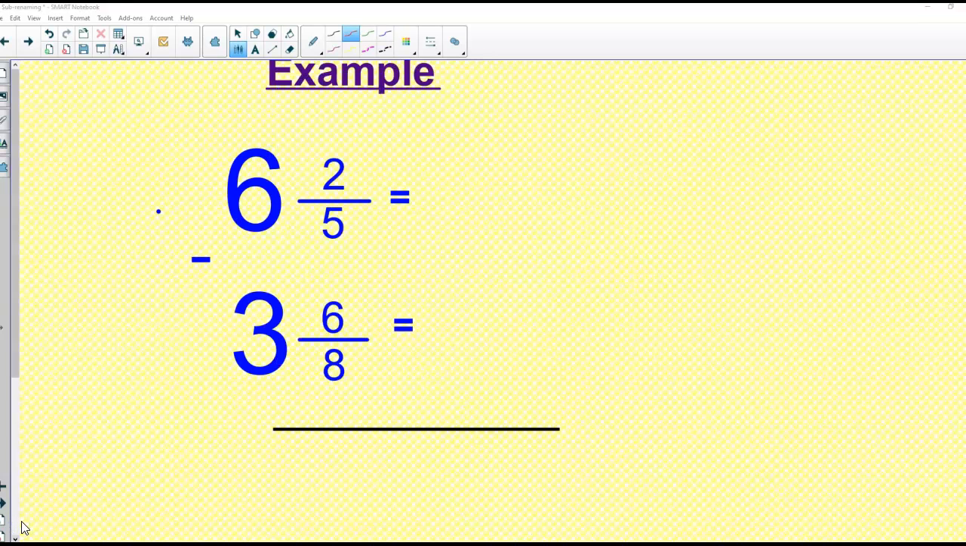Okay, let's work our way through another problem. Now, we don't know if we need to rename or not. You will not know until you find a common denominator. So that has to come first. So, okay, our denominators are 5 and 8. So the common denominator is probably 40. So let's set both of these fractions equal to 40 before we do anything else.